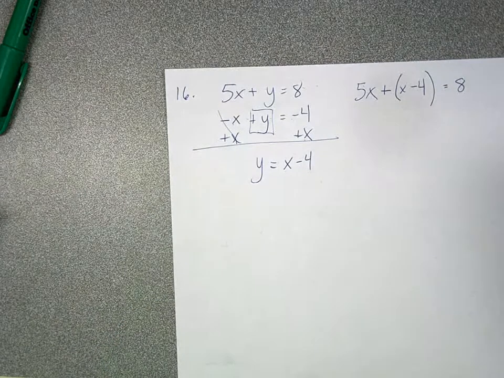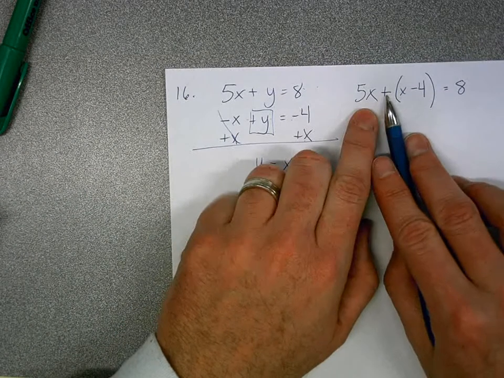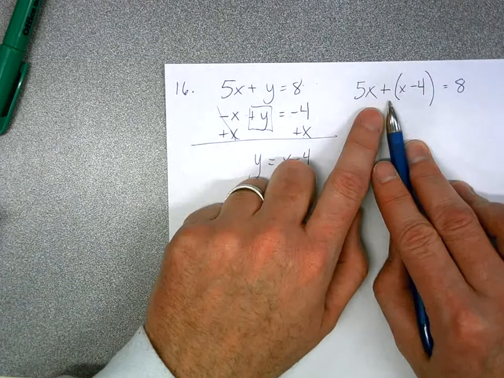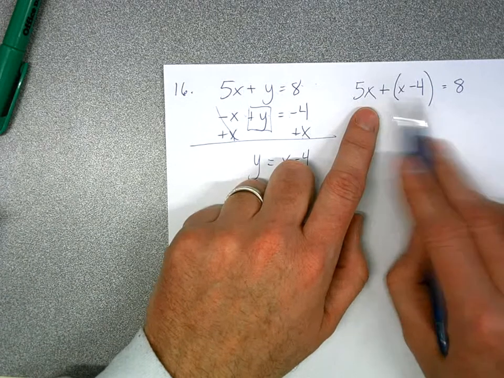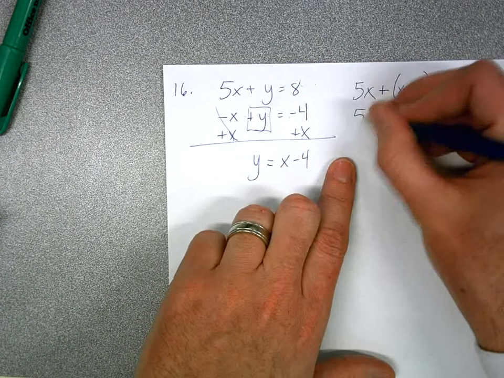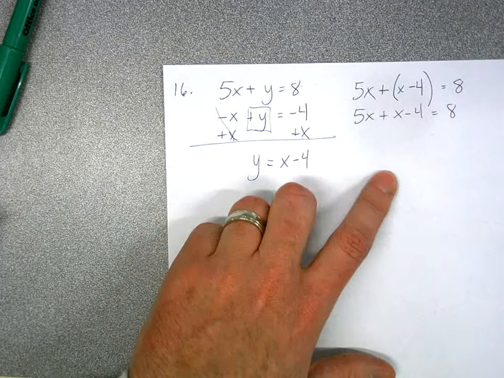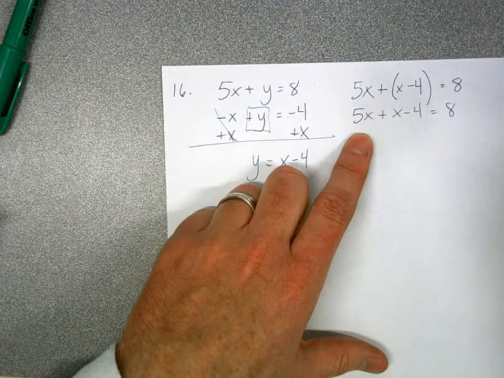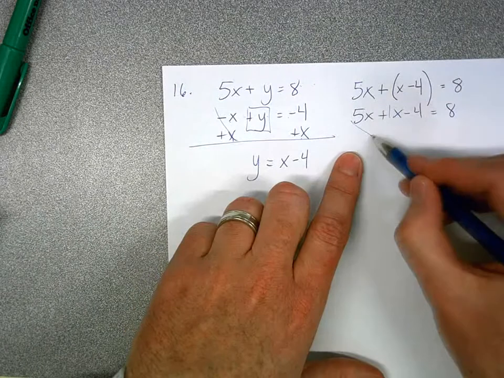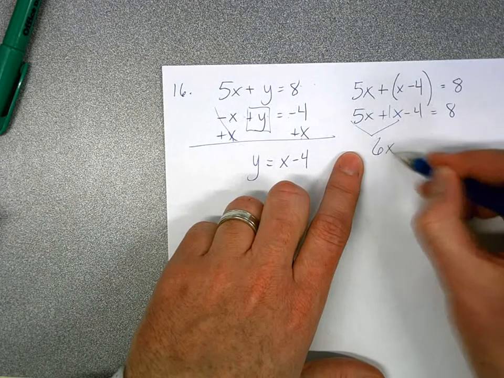Now what this does is I take a look. This is a positive, like having a positive 1 outside. Because of that, I could just drop the parentheses. So I have 5x plus x minus 4 equals 8. If I combine like terms here, 5x plus 1x is 6x minus 4 equals 8.